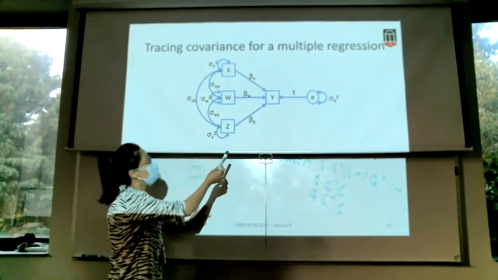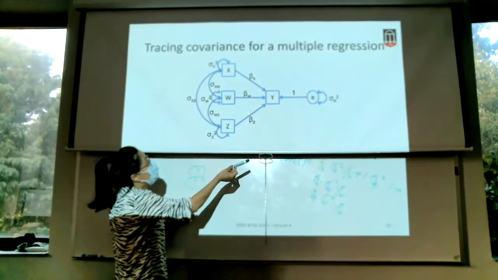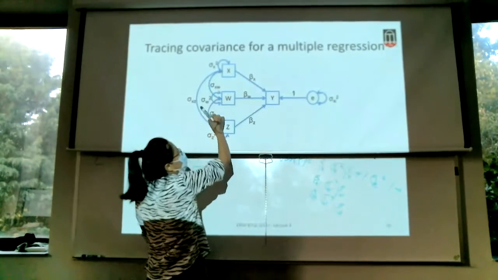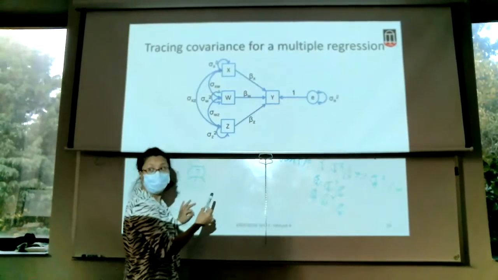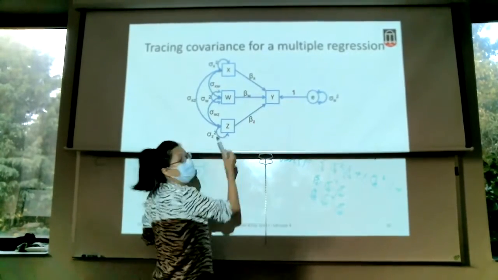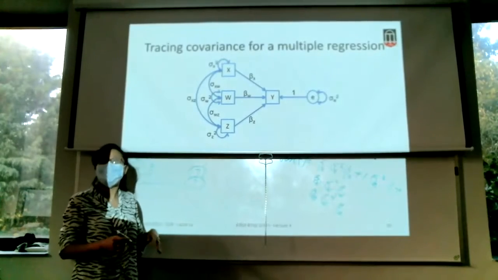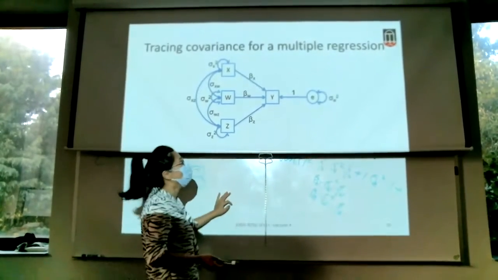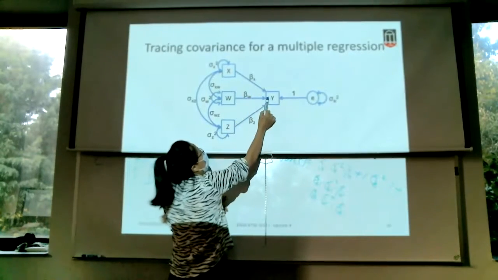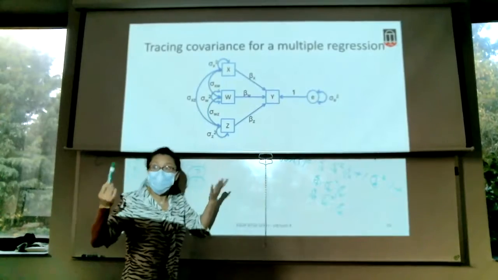You can go from Y to W, up to X and back down to Z. Either one. You can go Y to W, down to Z, up to Y. Y to W, up to X and back to Y. And Y to Z, up to X and back down. You can just follow this way, or this way, or even reverse.